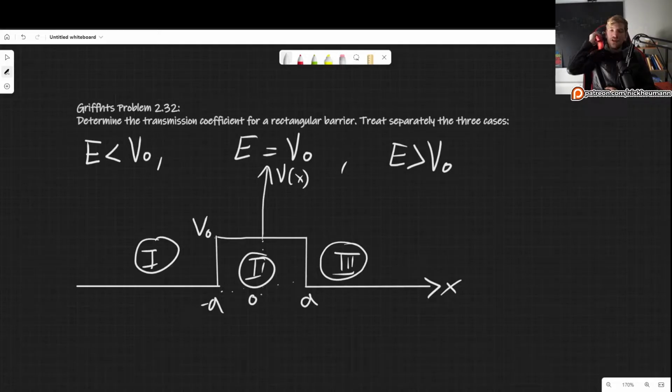Welcome! In this video I'll show you how to solve problem 2.32 as it appears in the third edition of Griffiths Introduction to Quantum Mechanics. This problem asks us to determine the transmission coefficient for a rectangular barrier.